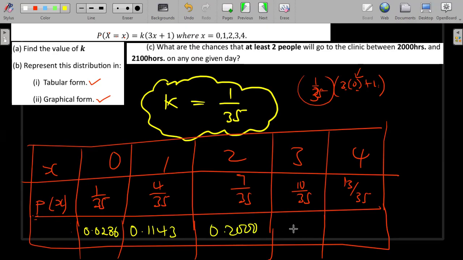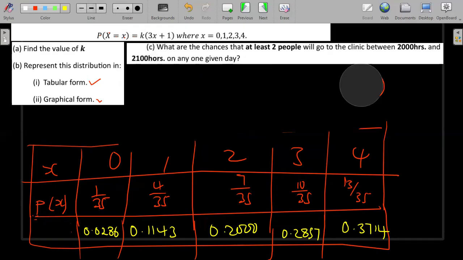10 divided by 35 is giving me 0.2857, not 0.287. And then 13 divided by 35 is giving me 0.3714. Okay, so this is the tabular form of my distribution, and from there, we can find the graph.